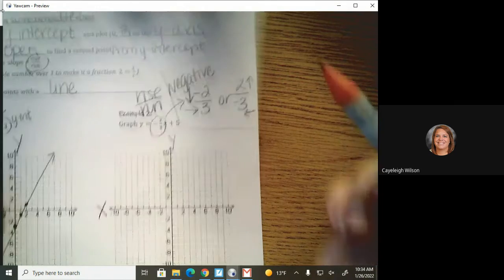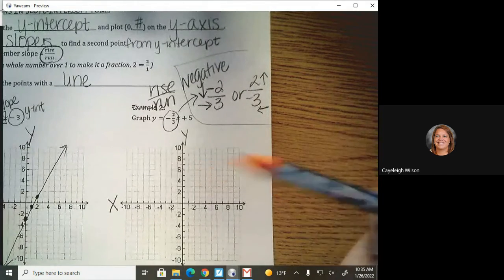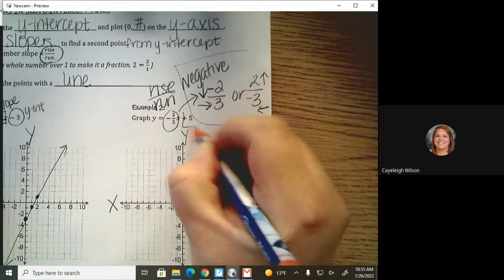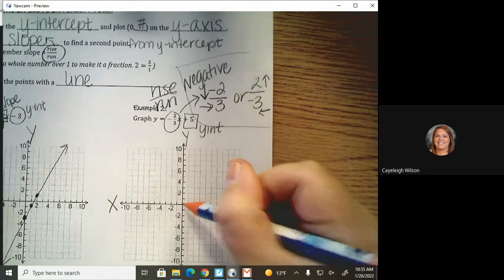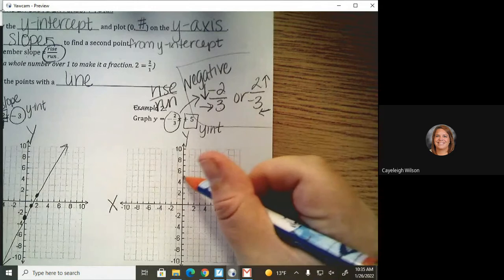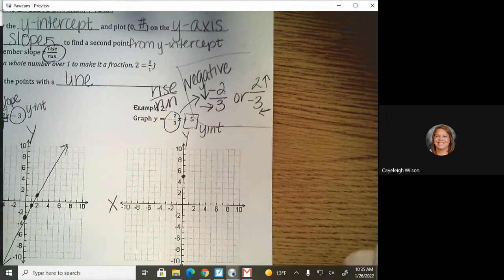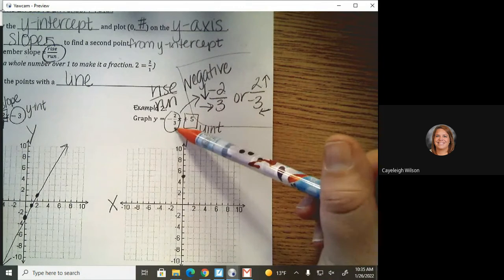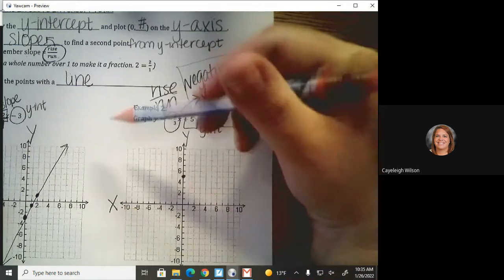All right, so can anybody tell me what they think the y-intercept of this one is? +5. So my y-intercept is a +5. So I'm going to go up 1, 2, 3, 4, 5. And then my slope is -2/3.